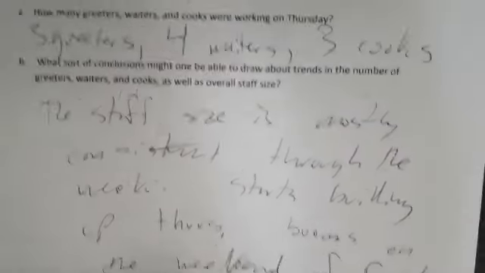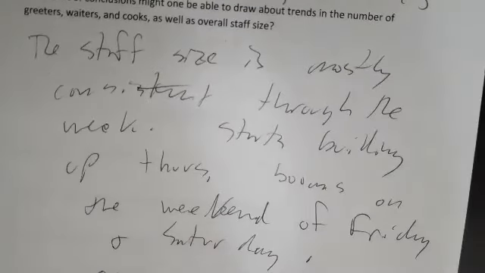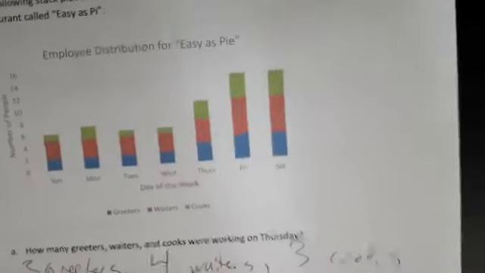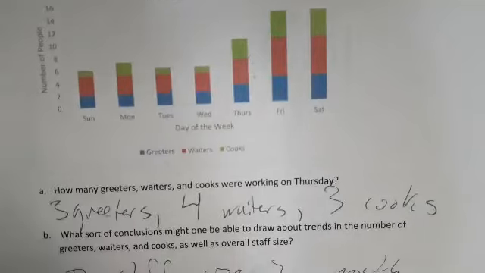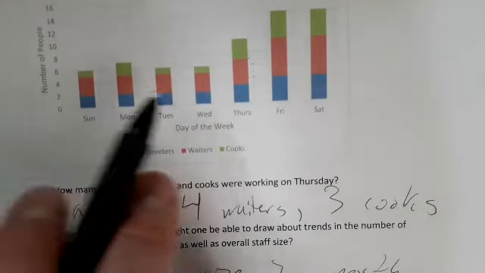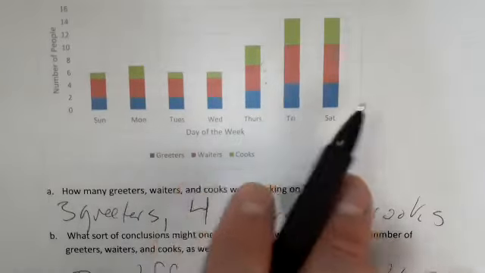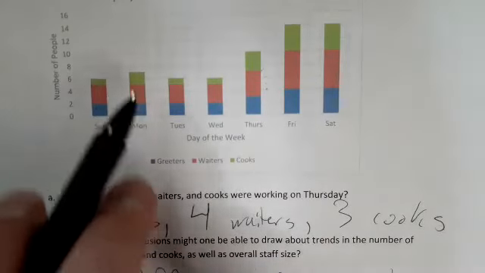There are a few different things you can tell me, but this is basically what this graph is telling me. They're mostly consistent through the week. It starts building up Thursday, it booms on the weekend of Friday and Saturday, and they have slow Sundays as well, right? It goes back down on Sunday. You could tell me about the greeters, and I should probably go into more detail, but for the most part, we have about the same amount of greeters, and they slowly build up into Friday and Saturday. Same thing with waiters. There was maybe an extra cook on Monday for some reason.